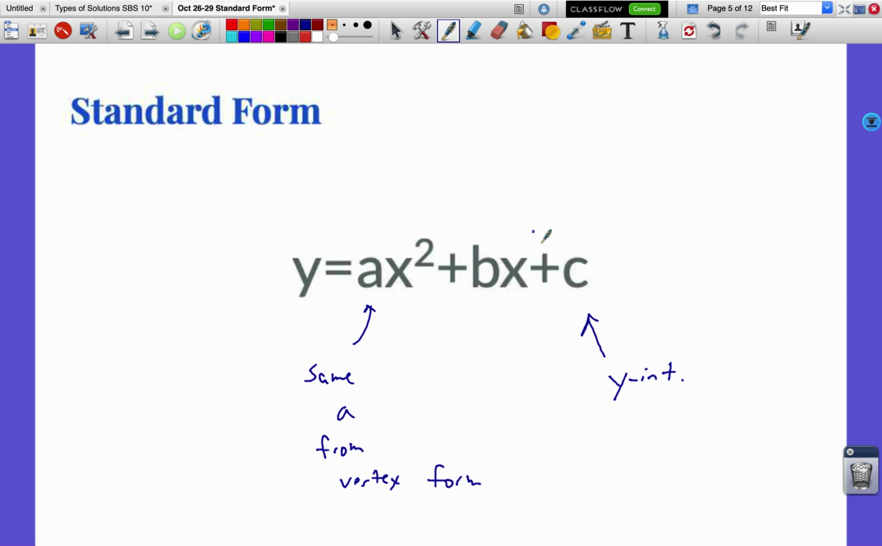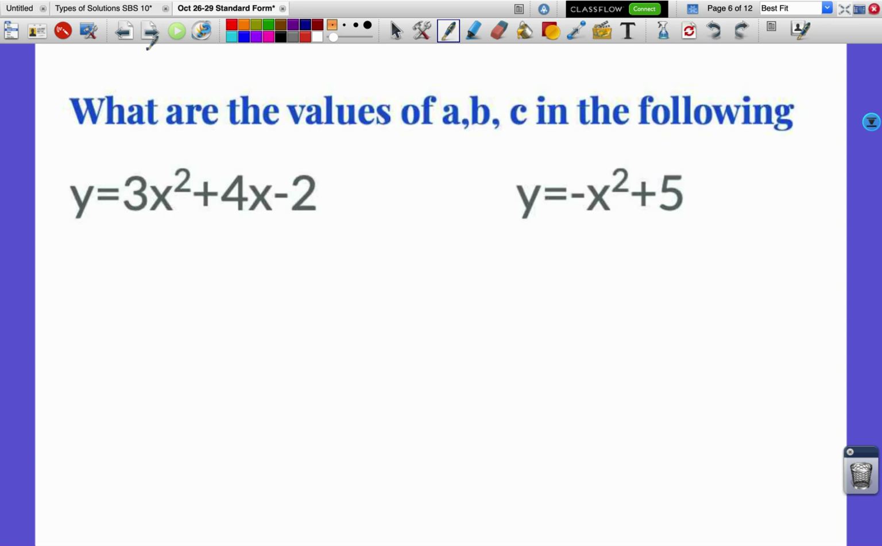All right, it's h and k that combine in unique ways to form the b and the c values. Also, a is involved in finding h and k. Okay, what are the values of a, b, and c in the following?